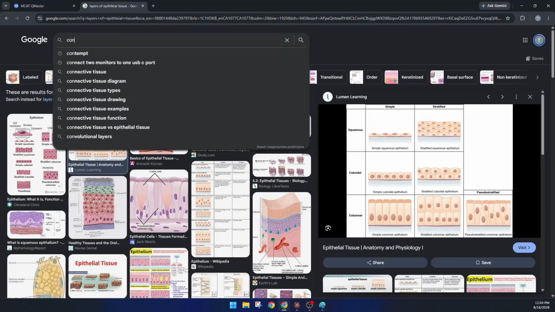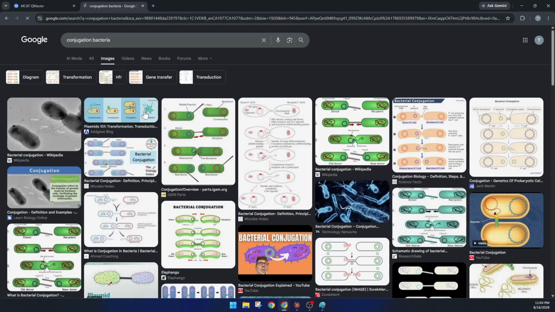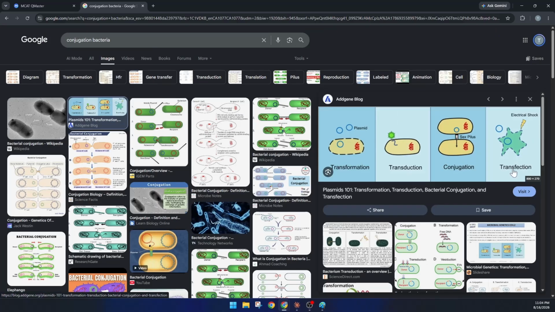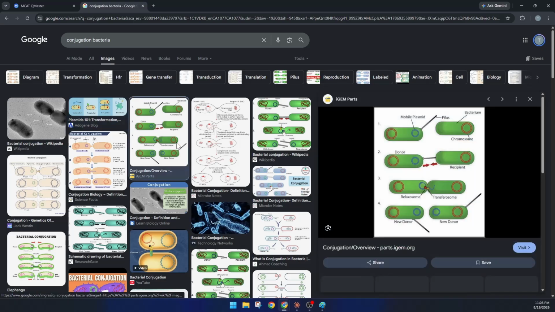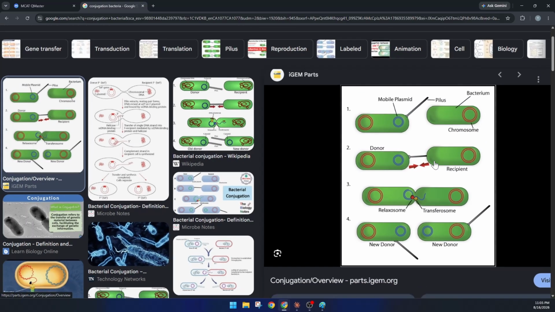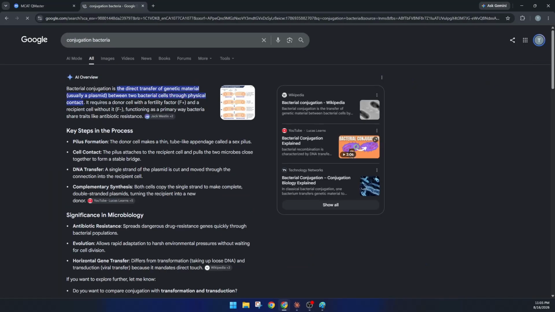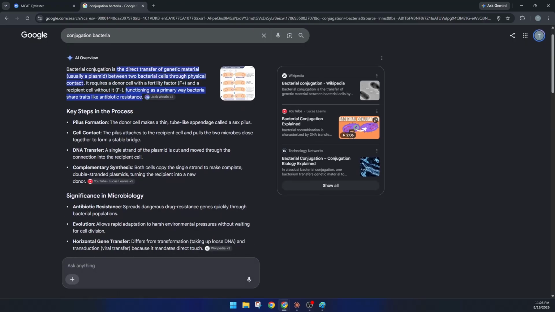So if we go conjugation bacteria, actually this is a good summary. So you have transformation, transduction, conjugation, there's a sex pilus, and transfection. Transfection isn't really on the review at all, but these three were. So if you look at this one for conjugation, you have one donor and one recipient, right? And one of them has the pilus. I believe the one that has the pilus is the F, I think it's F plus. So bacterial conjugation is direct transfer of genetic material, requires a donor cell with a fertility factor F plus. So your F plus needs to pair with an F minus for the recipient. Functioning as a primary way to share traits like antibiotic resistance.